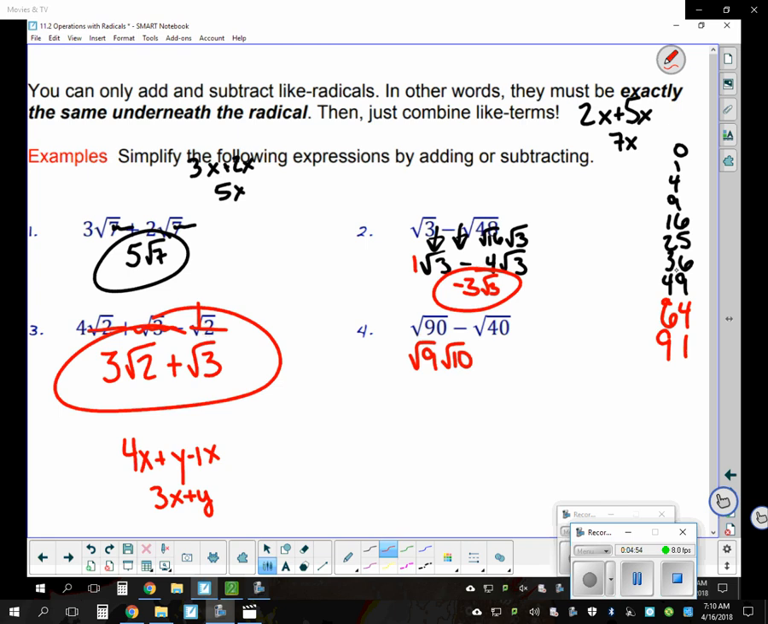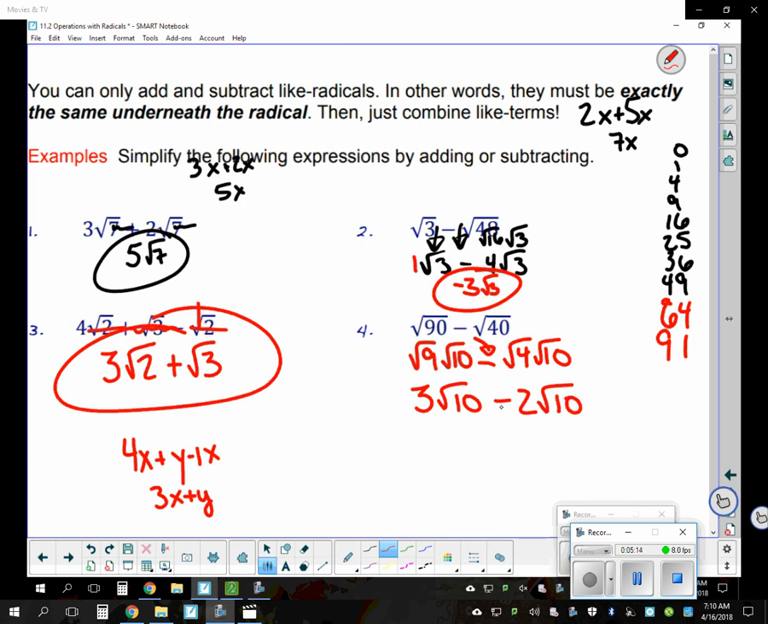40, I got to do the same idea. Start at 36 would be my first one. The first one it's divisible by is 4. So minus the square root of 4, and square root of 10, because 4 times 10 is 40. And then square root of 9 becomes a 3, square root of 10 drops down, minus square root of 4 becomes a 2, square root of 10 drops down.